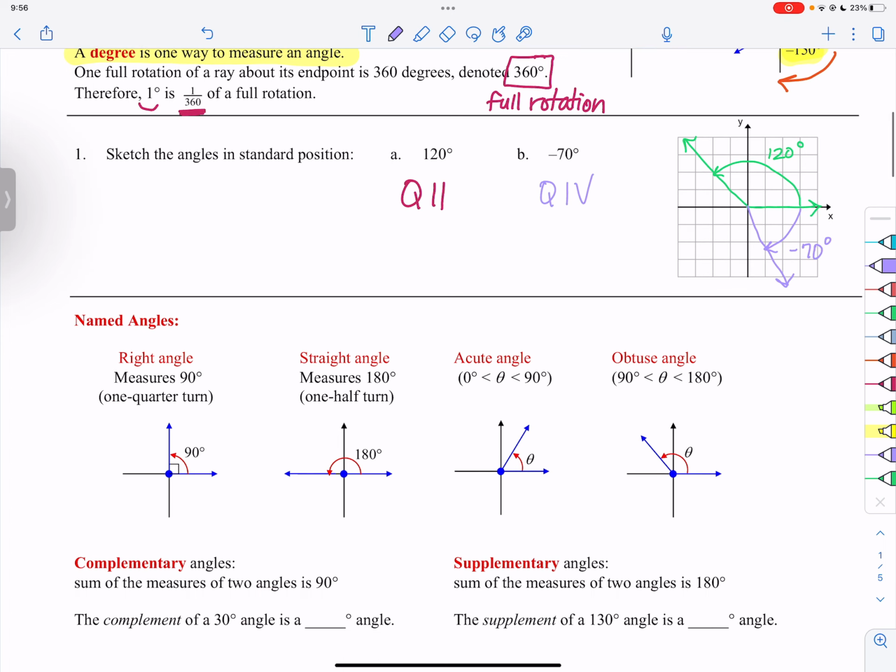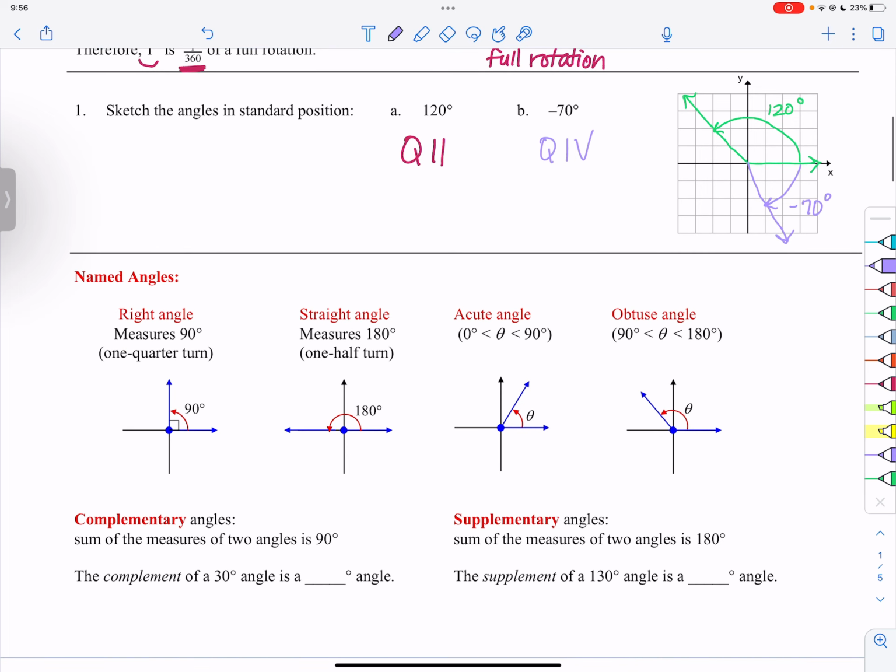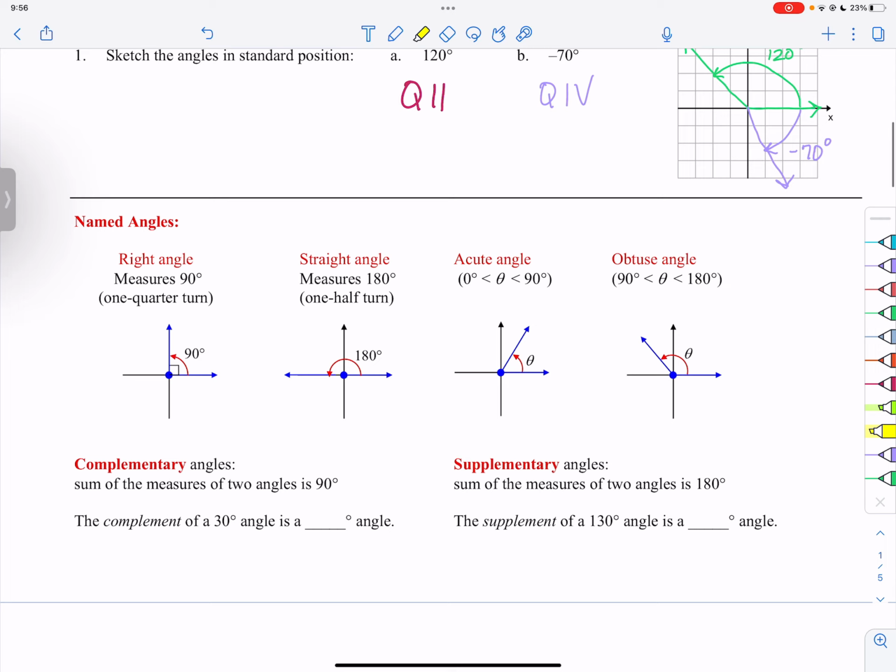Okay, now we're going to have some very special angles, and because they're so special, they have names. So we'll look at a right angle, and that measures 90 degrees, and as you can see, that's a 1/4 turn. Then we'll have a straight angle, and as you can see, we rotate 1/2 of a turn, and we have gone counterclockwise from here to here.